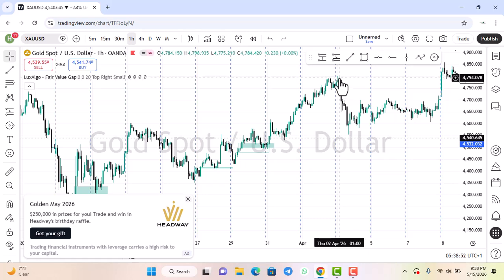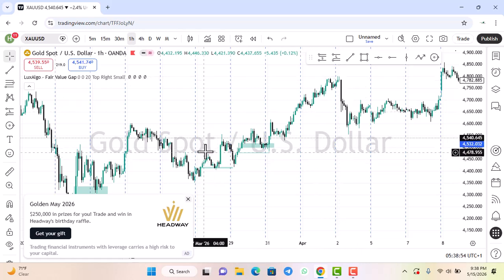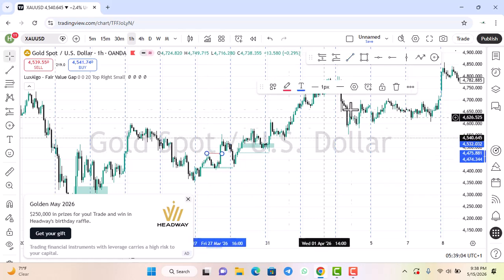All right. So now, where is our valid break of structure? This is our valid break of structure. Here we have a break of structure, very valid.